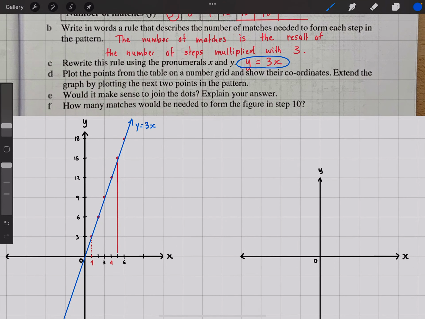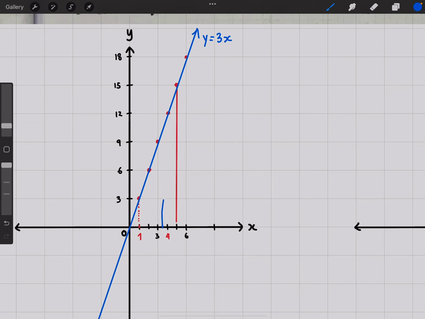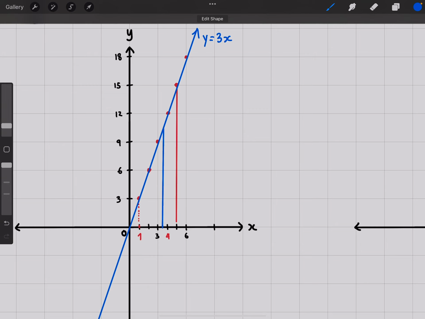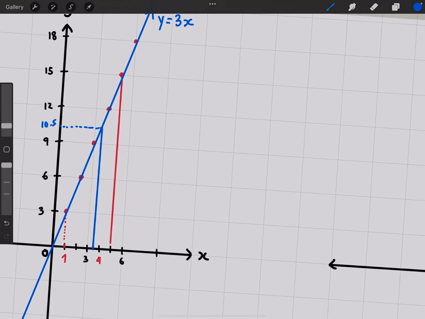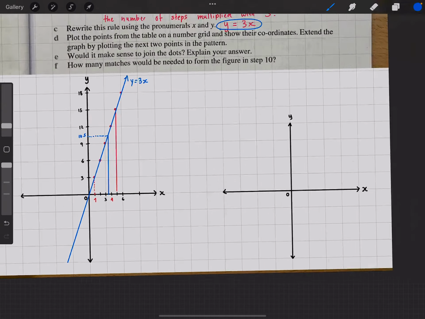Question E says, would it make sense to join the dots? Explain your answer. Yes, it would make sense to join the dots, because then we can get this graph. We can get this line. And from the line, we can determine any other value. So let's say I want to do 3.5. I can just go up from the 3.5 and see what value this is graphically. It'll be this one. If I have the correct measurements, then I can get that number there, which should be what? 10.5 or something like that. Yeah, okay. So we can use that to find values.